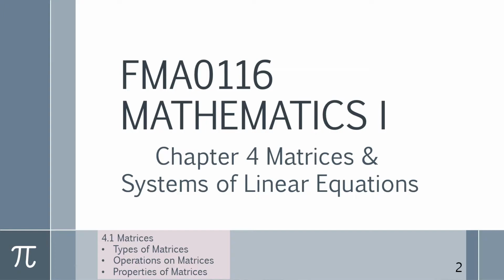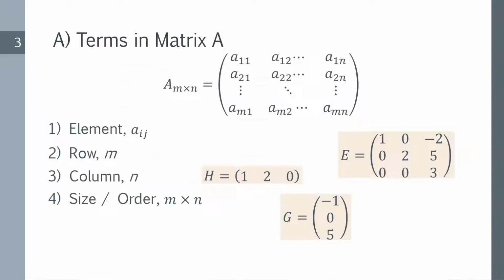In Chapter 4.1, Matrices, we are going to discuss types of matrices, operations on matrices, and the properties of matrices. The term that we use in a matrix, for example, you have a name for that matrix, which is A, and on the lower right of our A, we have m times n. This actually means the size of our A, or we can call it the order.